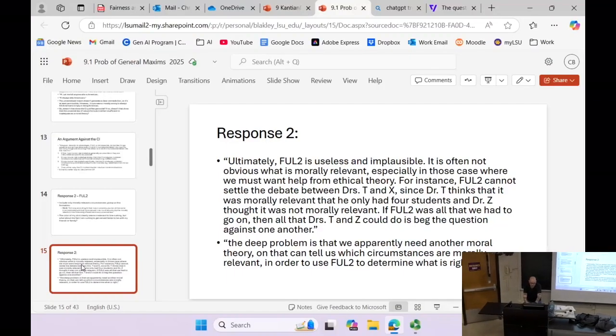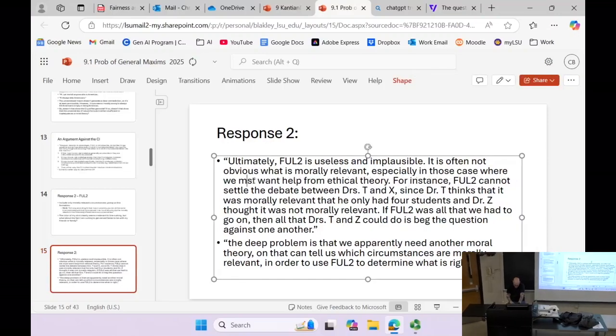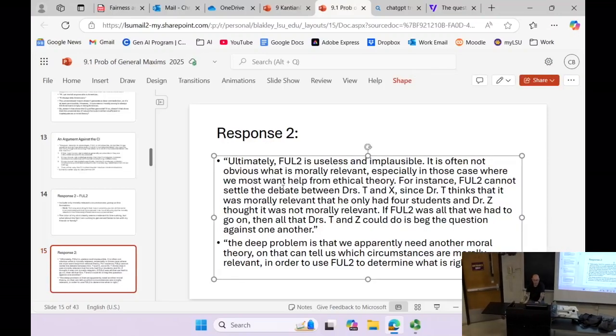So they write, it is often not obvious what is morally relevant, especially in those cases where we most want help from the ethical theory. For instance, FUL2 cannot settle the debate between doctors T and Z, who think that it's morally relevant that they have only 4 students in their class, so that makes it permissible for them to go.